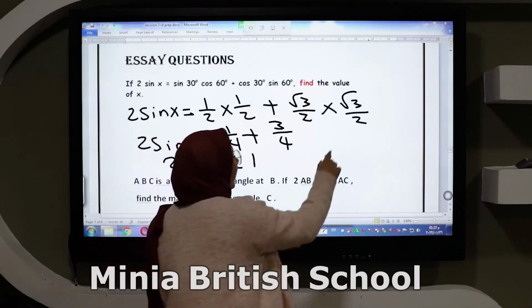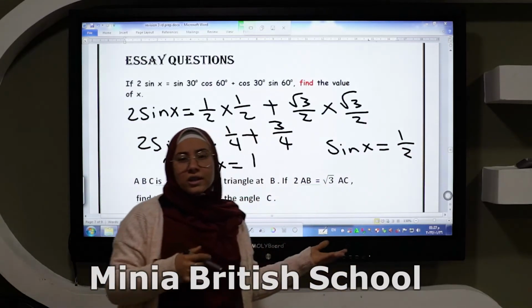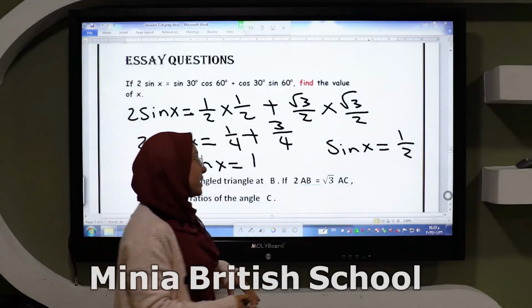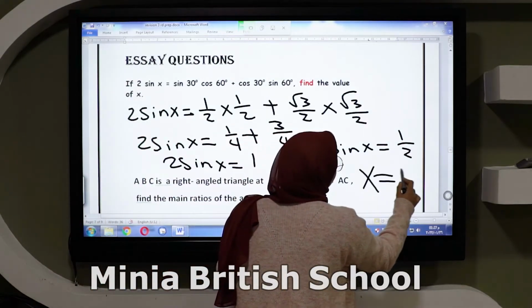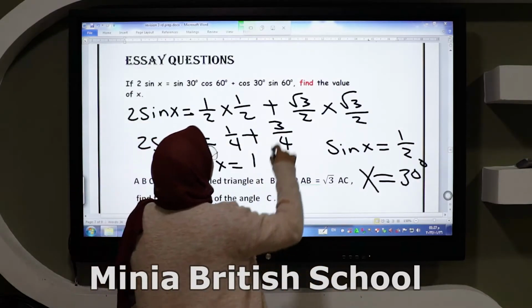Then 2 sine x equals 1. Good. So sine x here equals half. Which angle has a sine of half? Yes, 30. So x equals 30 degrees. Okay. Next one.